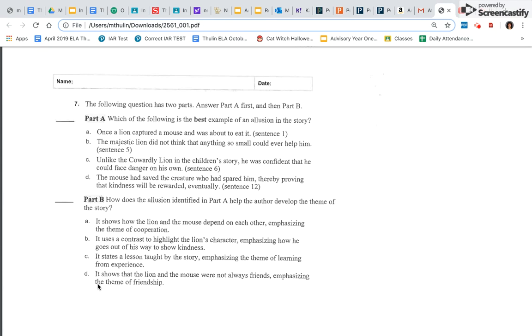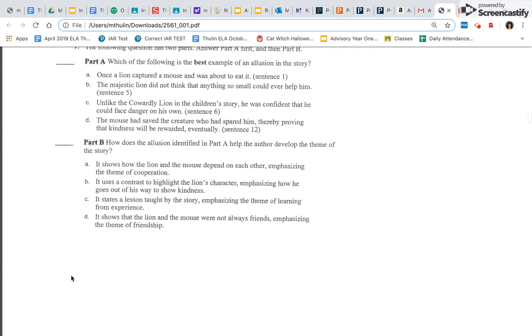B, it uses a contrast to highlight the lion's character, emphasizing how he goes out of his way to show kindness. C, it states a lesson taught by the story, emphasizing the theme of learning from experience. Or D, it shows that the lion and the mouse were not always friends, emphasizing the theme of friendship. Again, figure out which one you picked in Part A to answer this question. Which one of these goes with the one you picked there?